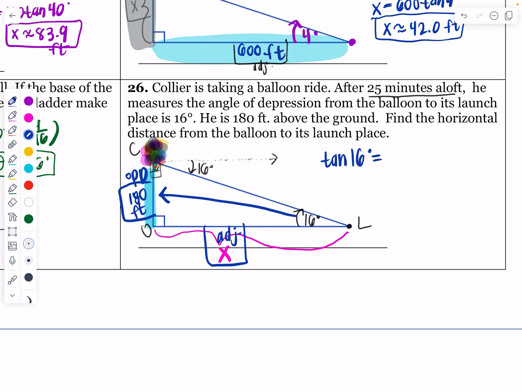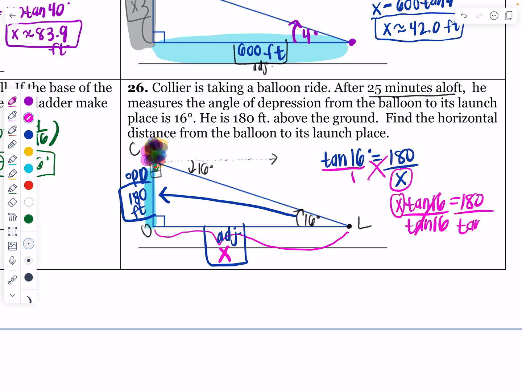So we need to cross multiply. It's going to be 180 over x. I'm going to put this over 1, and I'm going to cross multiply. That ends up being x times the tangent of 16 equals 180. And then I have to divide by the tangent of 16 to get x by itself. So 180 divided by the tangent of 16. Let's see how far this horizontal distance is. I'm going to round it to the nearest tenth since it's a side length.